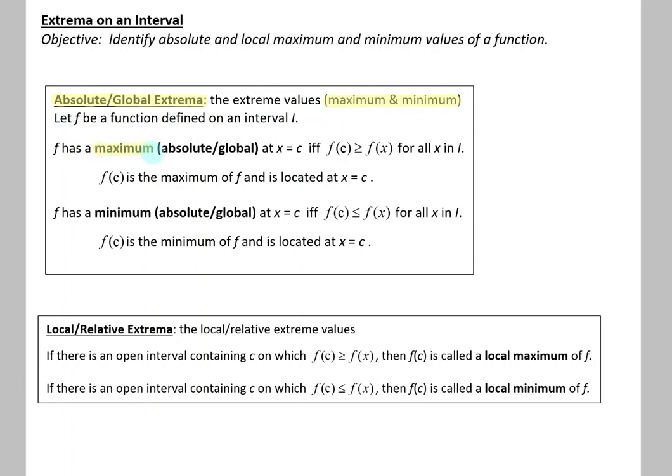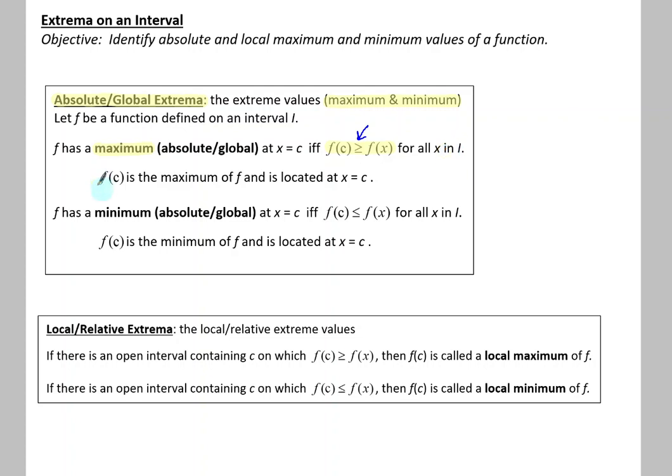f has a maximum, which can be called the absolute or global maximum. But if these words are left off and it just says maximum, it implies the absolute or global maximum, at x equals c, if and only if f of c is greater than or equal to f of x for all x in the interval. Notice greater than or equal to. That y value is greater than or equal to all other y values in the interval.